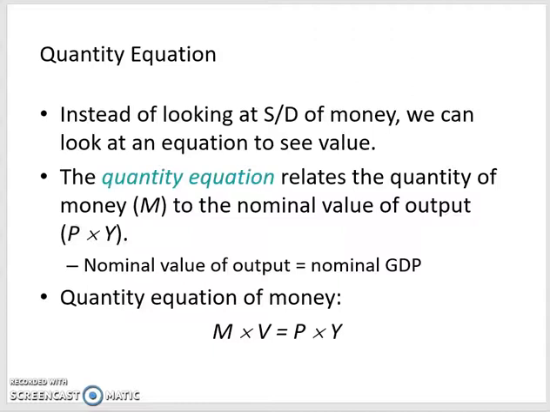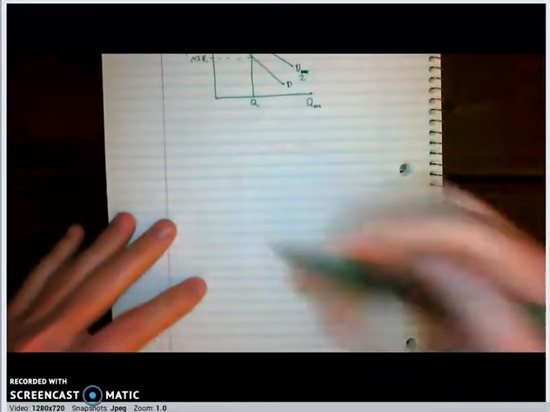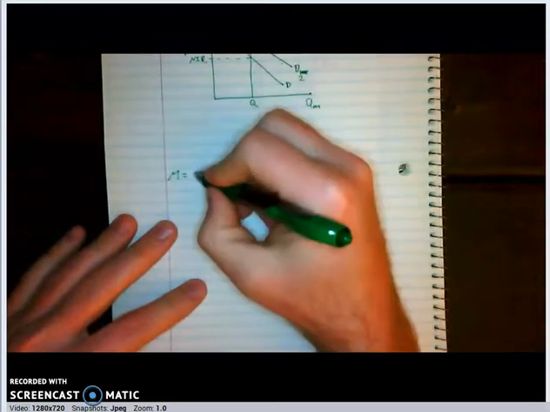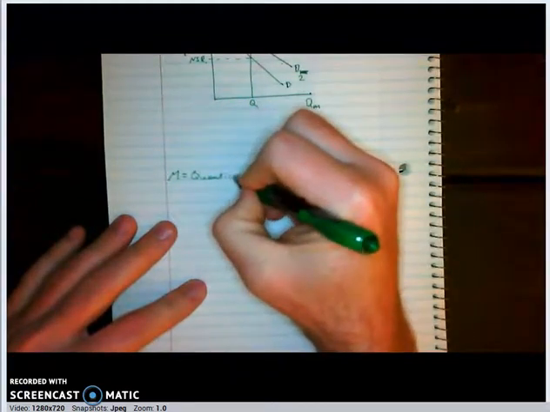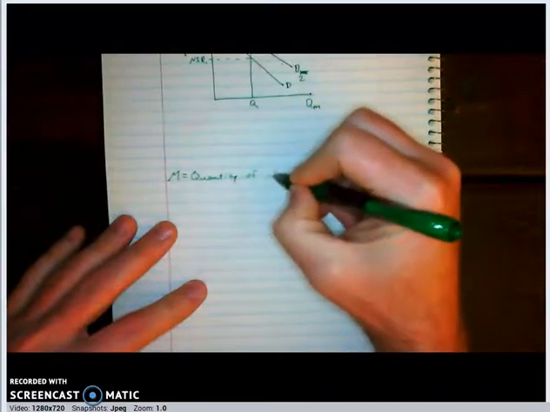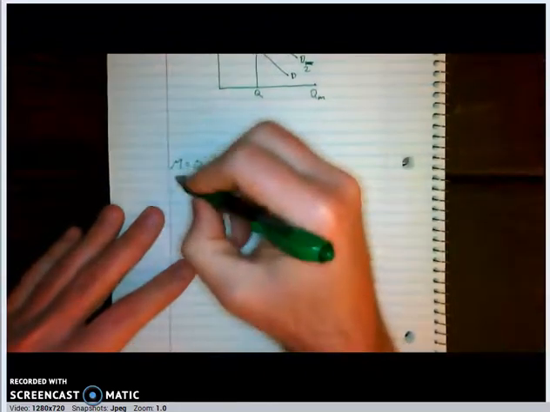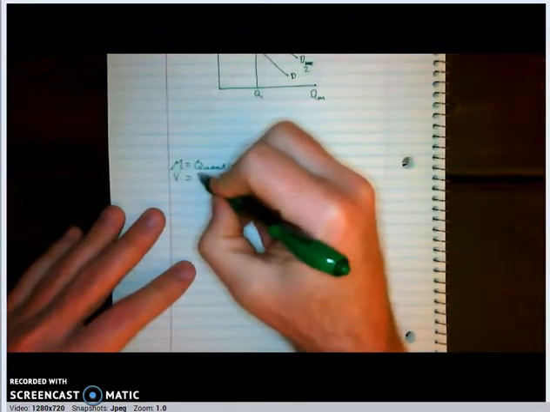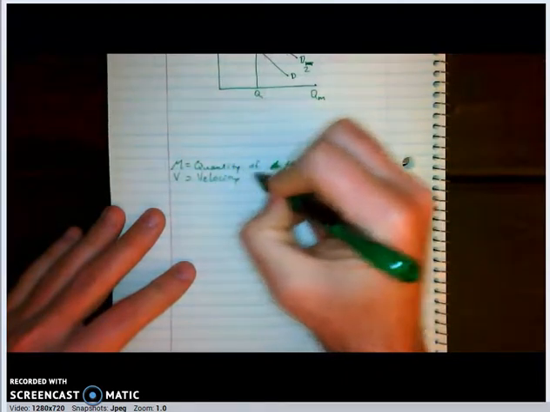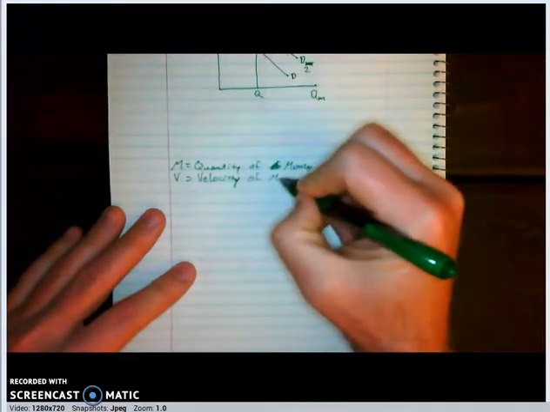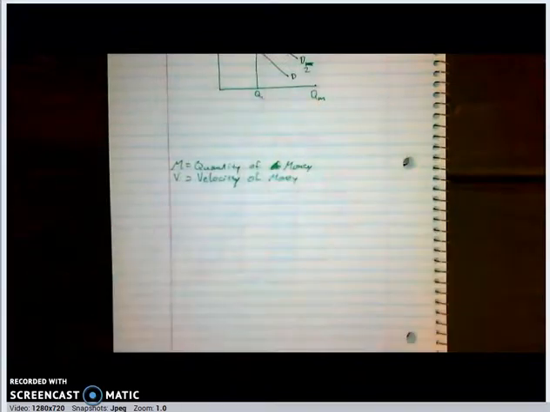So let's talk about what each one of these stands for, right? M, that is the quantity of money in the economy. V is the velocity of money. Now, what does that even mean? The velocity of money is how long it takes a dollar to leave your pocket and go to somebody else's. So basically, how fast money is being spent, which actually can be measured.